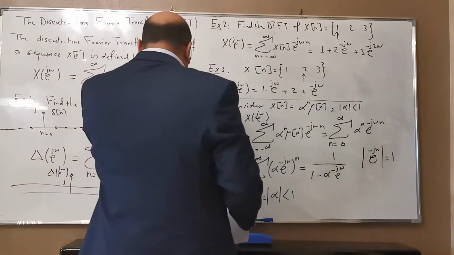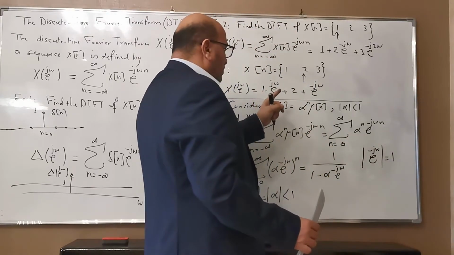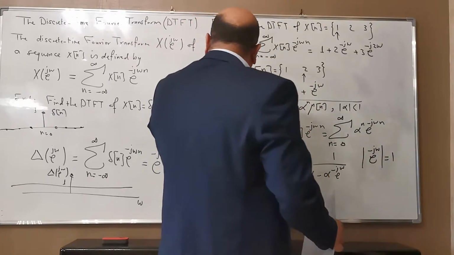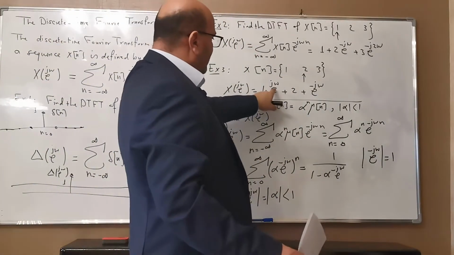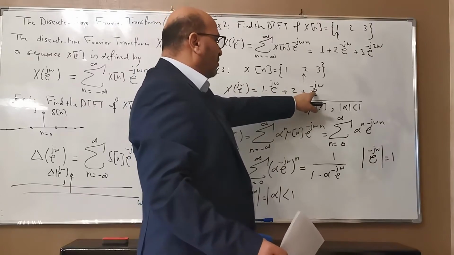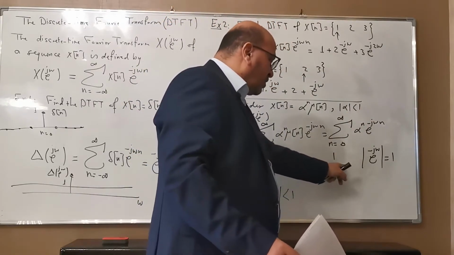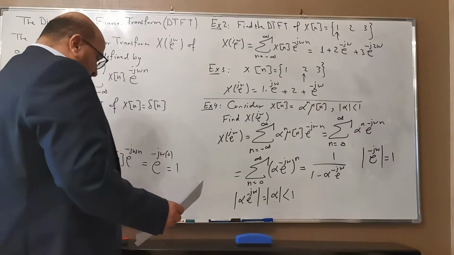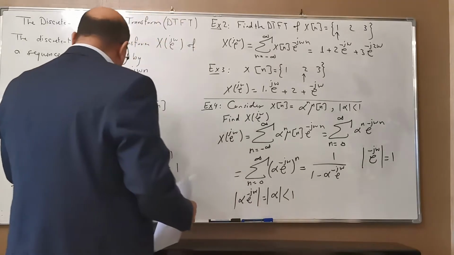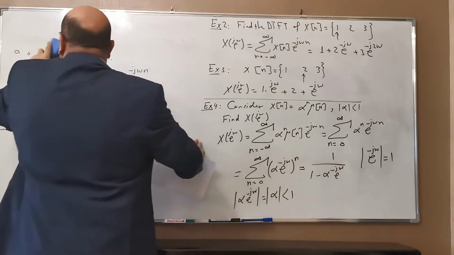And you can figure out that in the usual cases, we call it X of e to the j omega, not X of omega, because notice here we have e to the j omega, e to the minus j omega, e to the j 2 omega, 1 over e to the minus j omega. So it's actually a function of e to the j omega. And this is why we put it in this form.